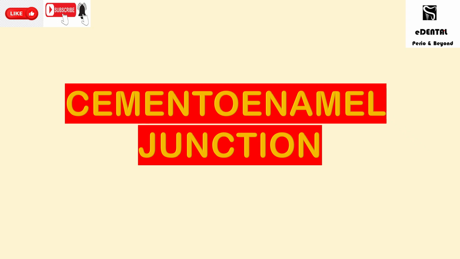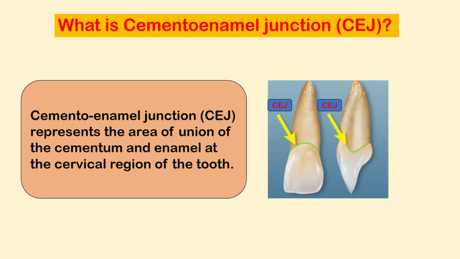Today's video will be on cementoenamel junction. So what is cementoenamel junction? Anatomically, cementoenamel junction or CEJ represents the area of union between the cementum and enamel at the cervical region of the tooth.